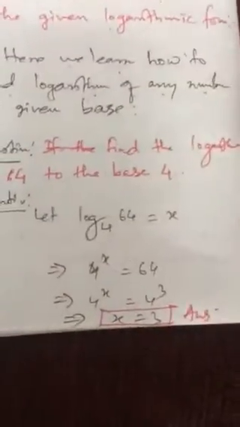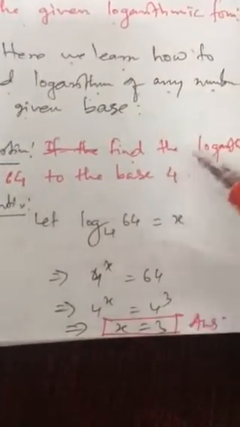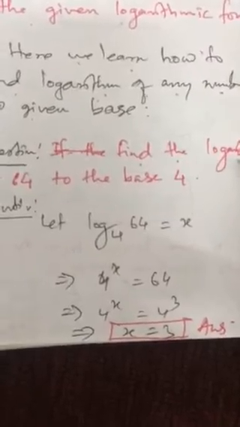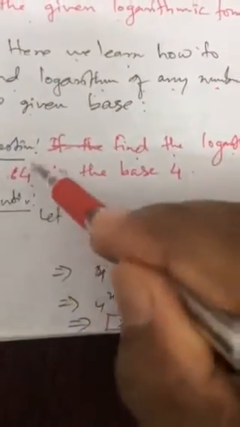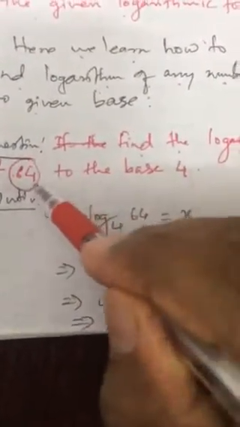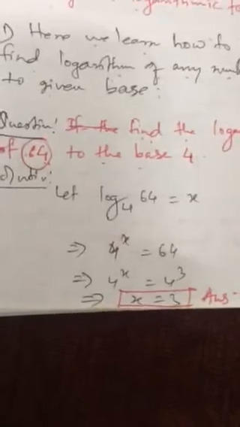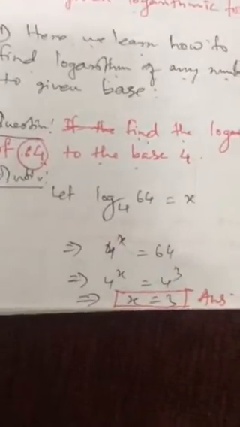See here. One question, a very simple question I have written here, just to make you understand. Find the logarithm of 64. You have to find log of 64 to the base 4. So here you always assume x. If the log of the number is not given, in such a case you have to always assume the log is x.